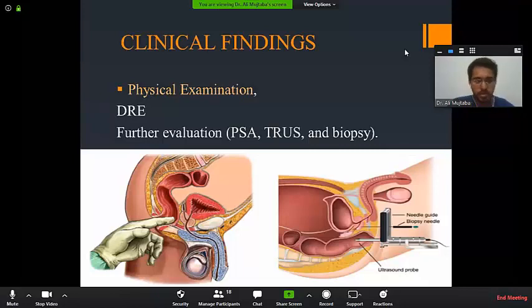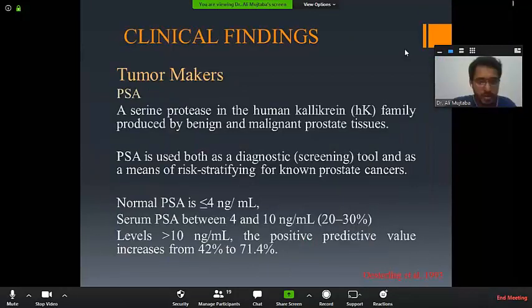If the rectal examination is abnormal, then we go for further evaluation, like prostate specific antigen level, TRUS, and rectal level. Tumor markers: prostate specific antigen level.